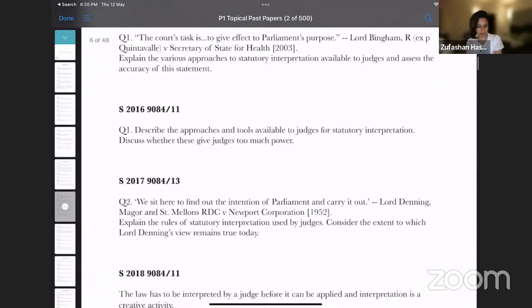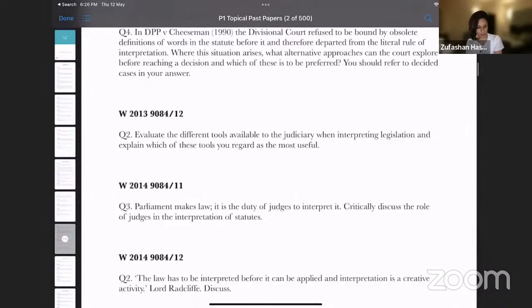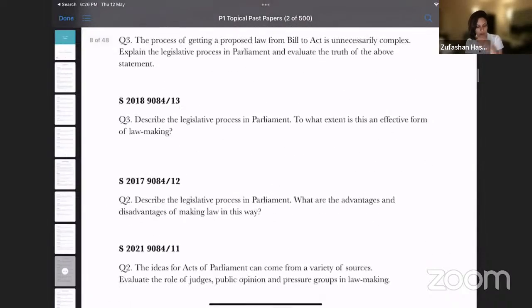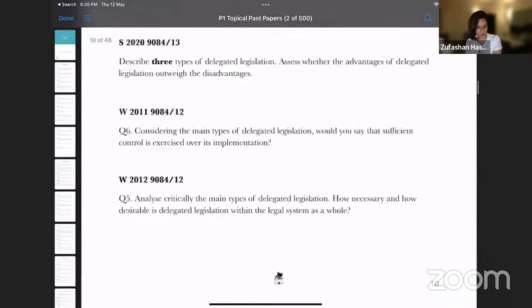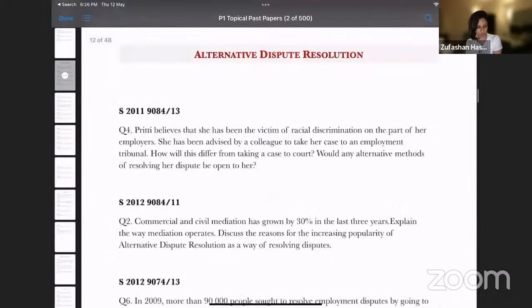So scrolling, these are all files that I've made on topical past papers. So going down to, let's talk about ADR, right? ADR is alternative dispute resolution methods, alternative to the court system. So you either go to court with an issue or you approach some other neutral third party, like a conciliator, a mediator, or an arbitrator, right? To resolve your dispute with the other party that you are facing the dispute with.